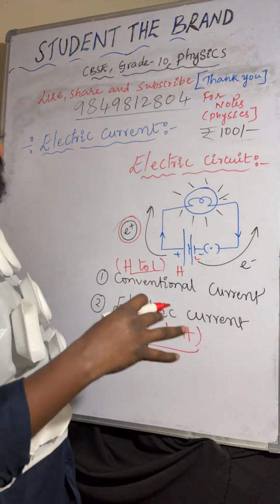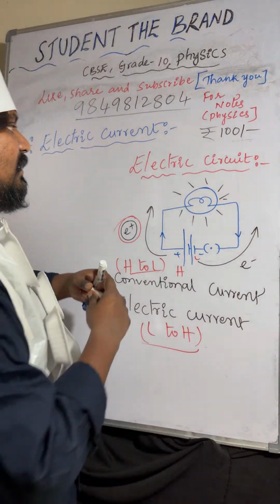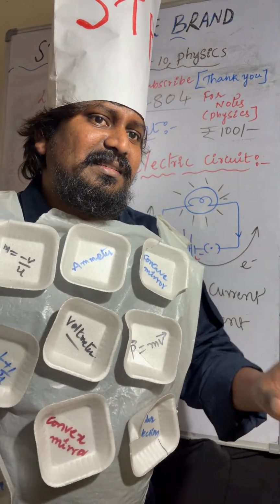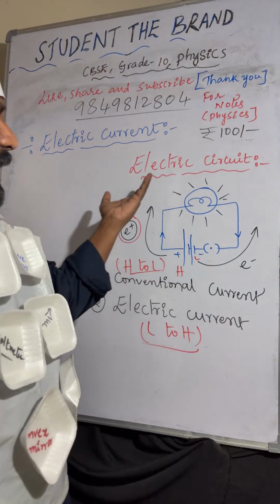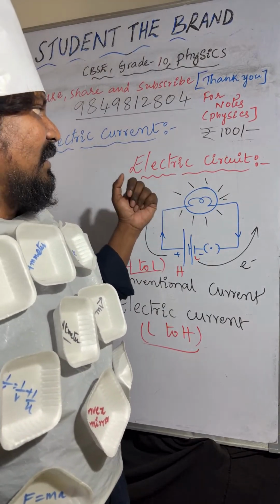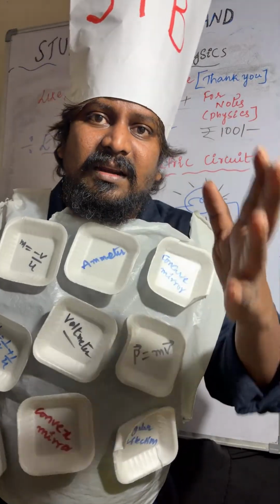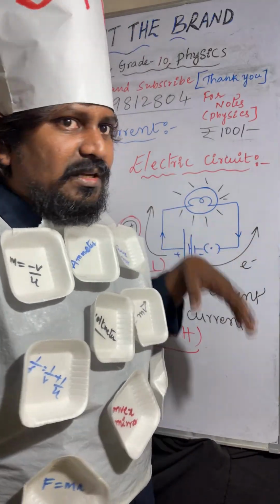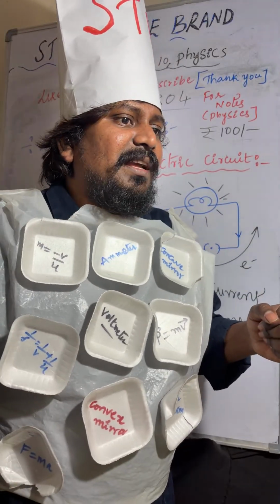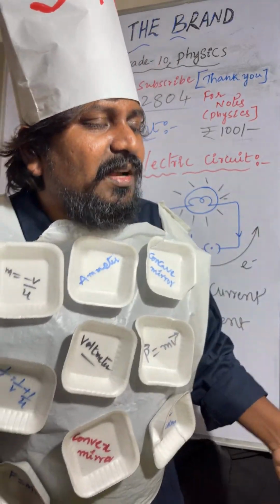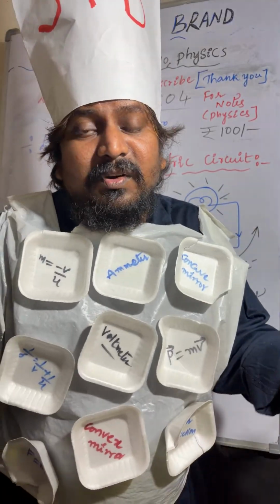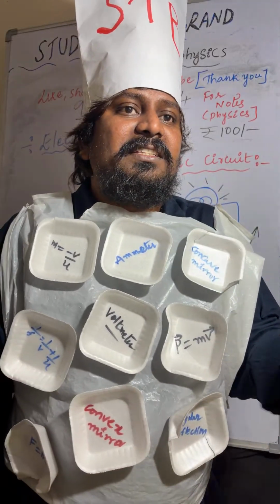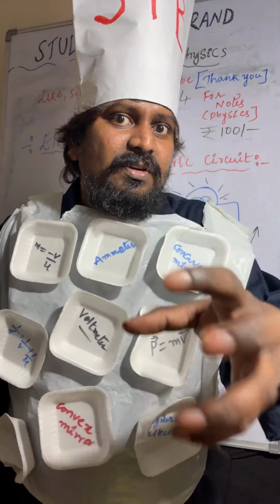Okay, so this is about conventional current and electric current. Okay, sir, you said about electric current, electrical elements, electric circuit, all these. I have a doubt in electrical potential and potential difference. I am getting a lot of confusion between electrical potential and potential difference. Can you explain the differences between those terms?